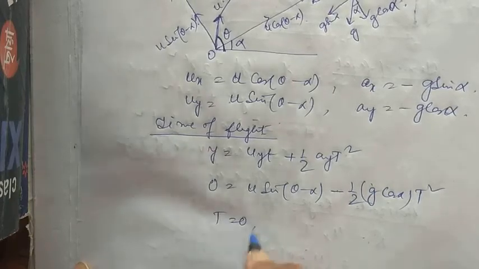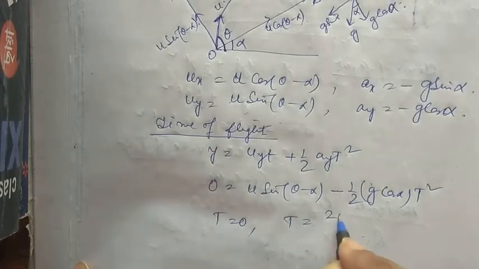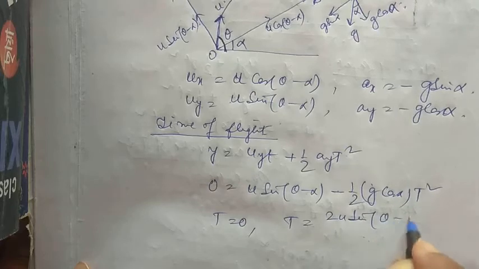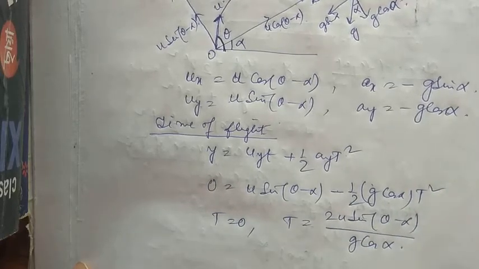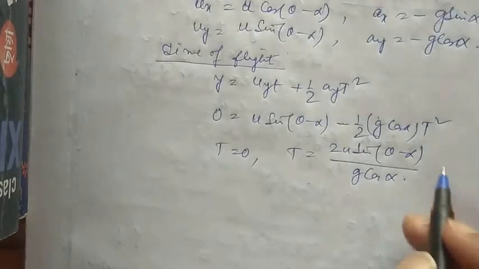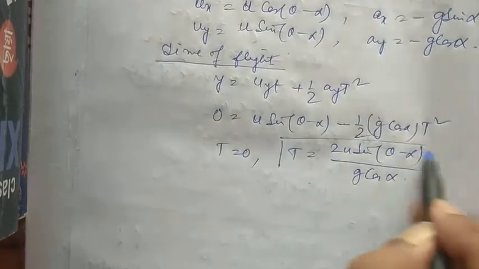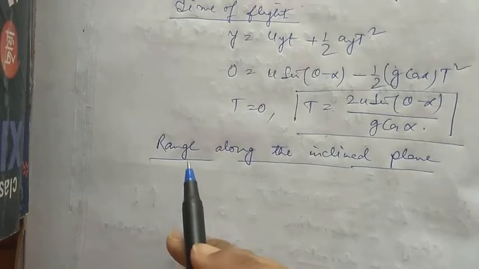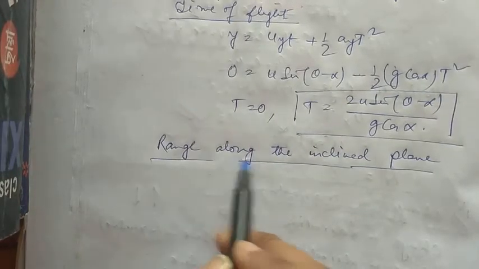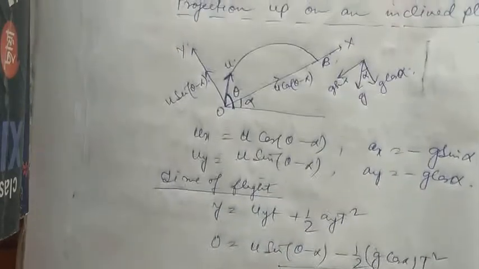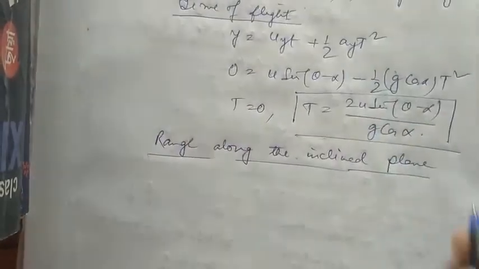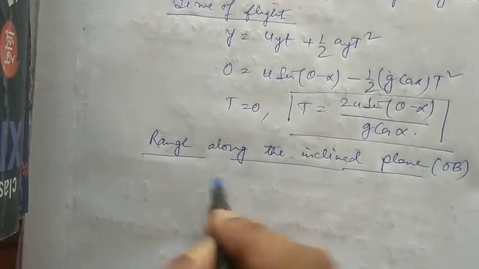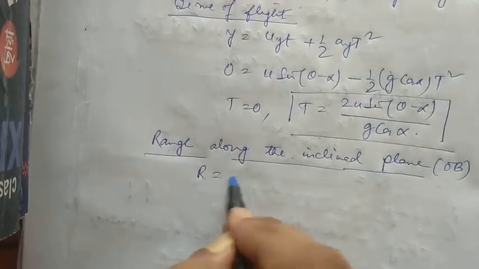Now we get two answers, t is equal to 0 and t is equal to 2u sine of theta minus alpha by g cos alpha. So this is the value of the time of flight. Secondly, we try to find out the range along the inclined plane. Now what was the range along the inclined plane? That is OB. We take it to be R.